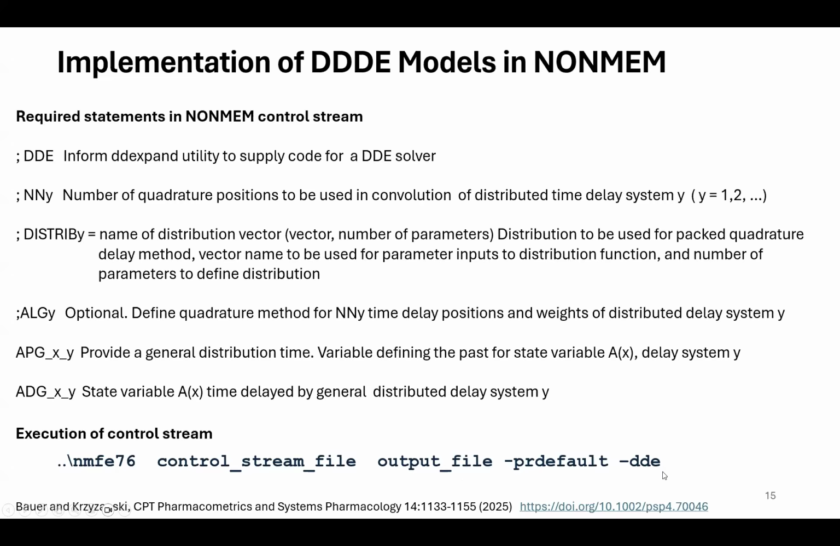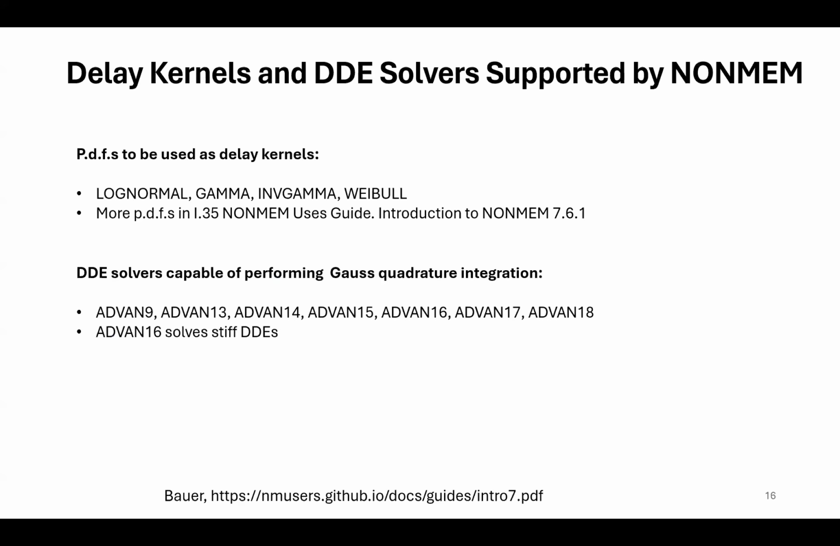If you don't do that, then NONMEM would not apply this DDE expand utility, and just regular solvers will be used, and then syntax errors will show up just because your code will have some DDE related symbols in it. And then there's another optional but helpful symbol, in terms of translating that to Fortran routines, this PR default symbol that basically speeds up the compilation process. So with that introduction, I wanted to just add two more comments.